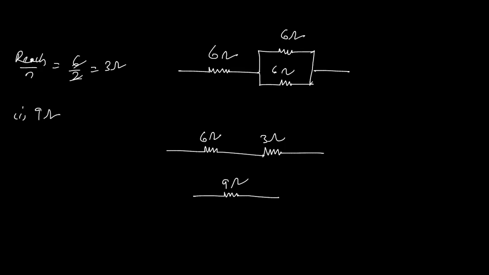Yes, sir. The second case is you need to get the equivalent resistance as 4 ohm. So how can you get the equivalent resistance as 4 ohm? If you connect two resistors in series and one in parallel to them, then you will get 6 ohm, 6 ohm, and 6 ohm.